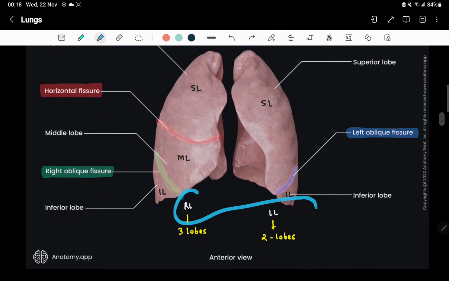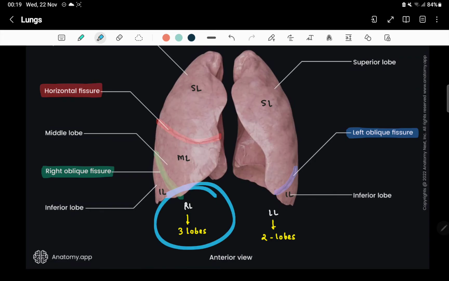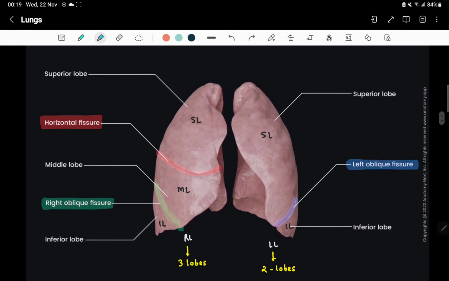So, the right lung and the left lung. The right lung has 3 lobes and the left lung has 2 lobes. Talking about the lobes, in the right lung we have the superior lobe, middle lobe, and the inferior lobe. And in the left lung we have the superior lobe and the inferior lobe.